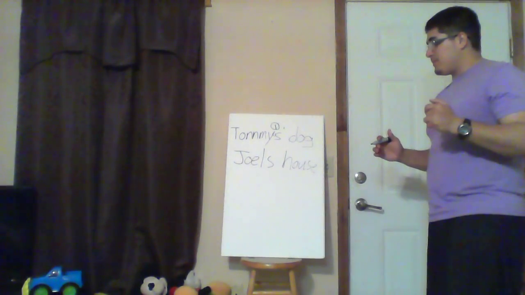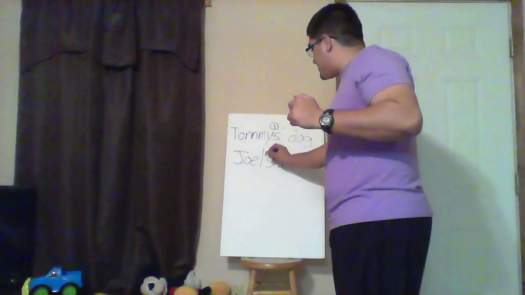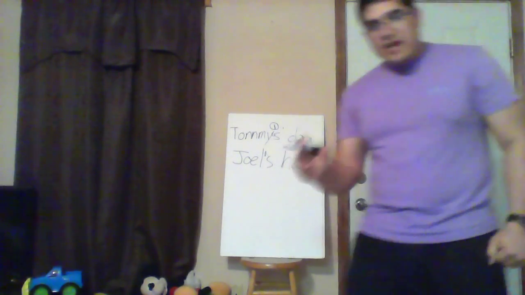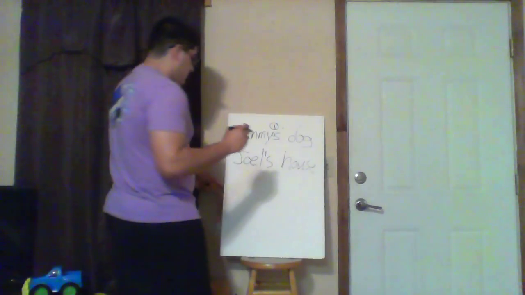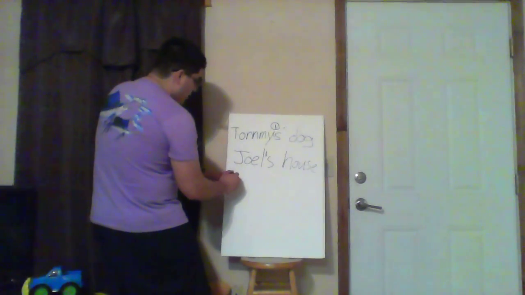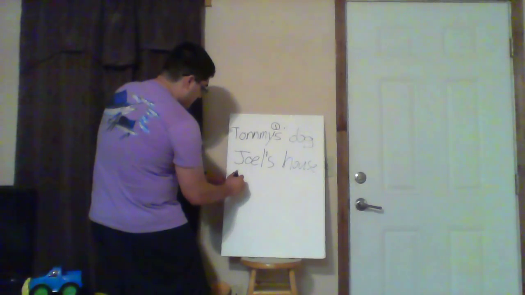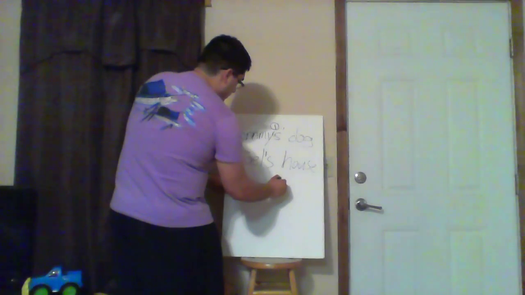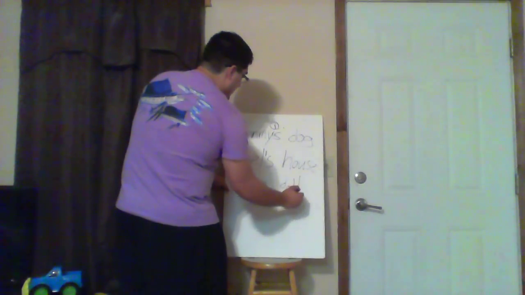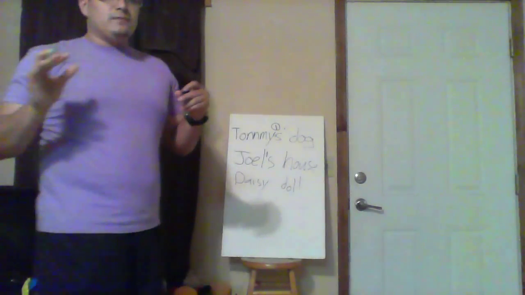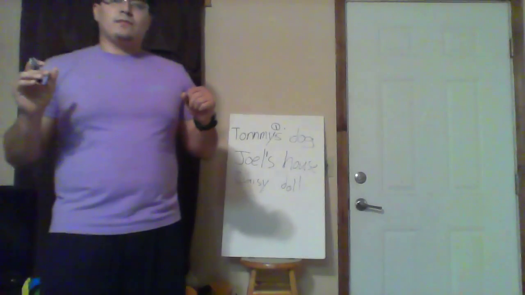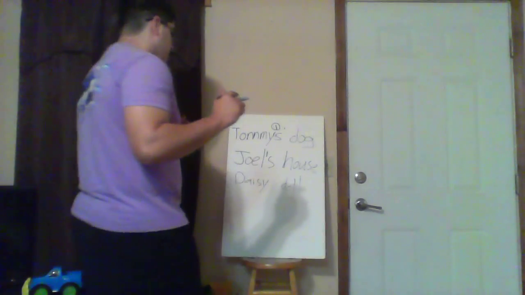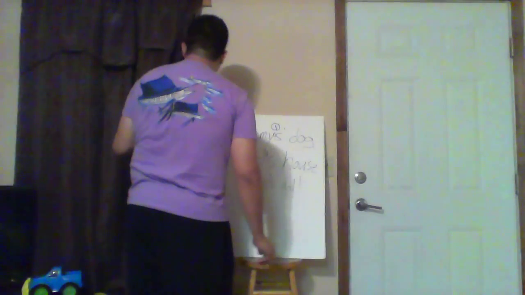Where would we put it, guys? Where are we putting it? After the L. Yes. Before the S. Good job, guys. We're doing better. We're going to do one more example. If I have the word Daisy and doll, to show that Daisy has a doll, what would you put? Anthony. Daisy's doll. Good job, guys. See, we're getting better at this. We're going to go more into it.